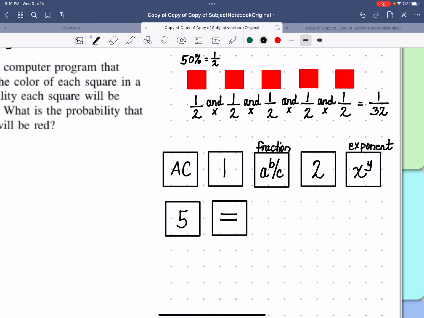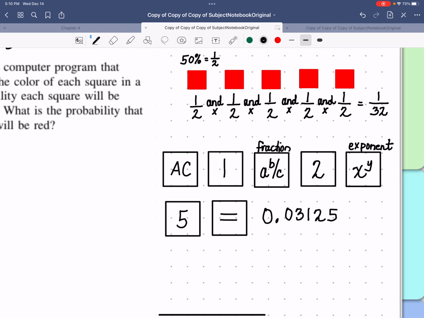So 1 fraction 2 to the 5th power equals, and you get this ugly number. This is why I prefer to do this by hand. And there's probably a way on this calculator to turn a decimal into a fraction, but I don't know it.